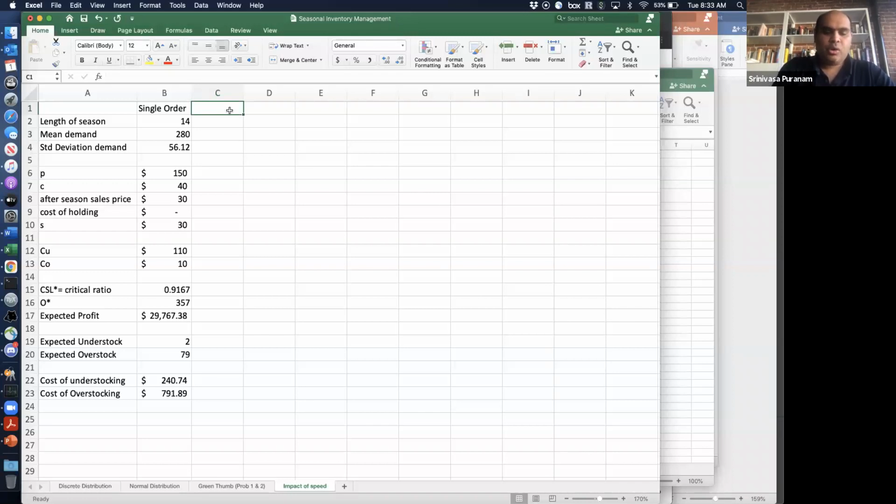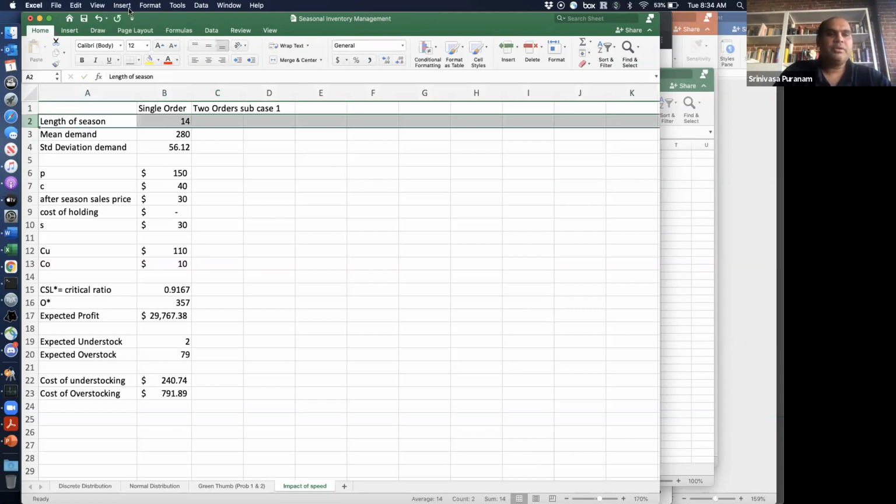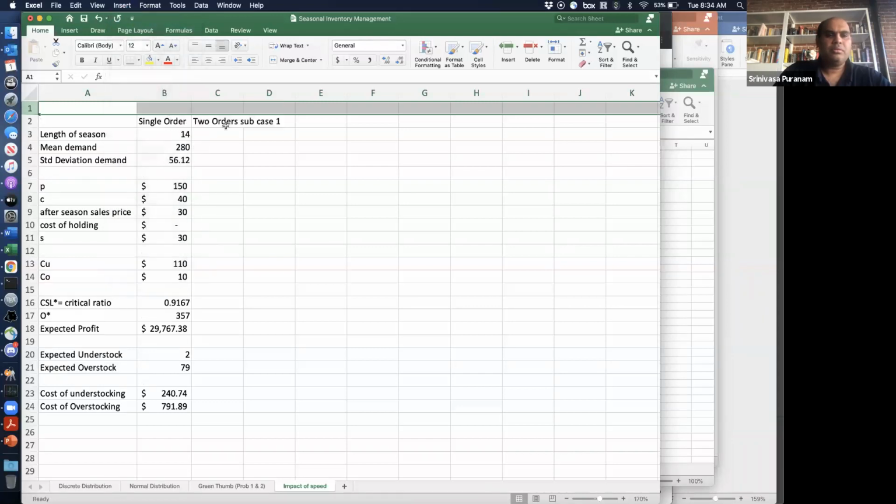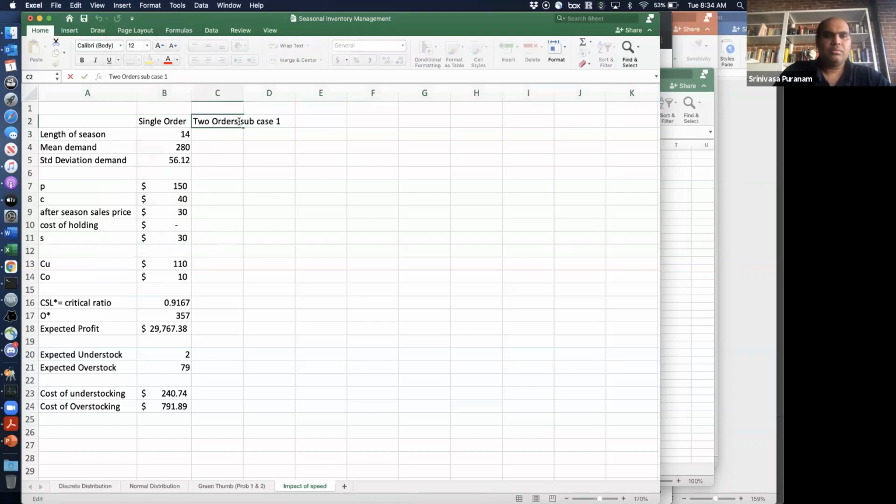Right. So let's look at the case of two orders. Let me click here. There's two orders. I'm going to call it 2 orders, subcase 1. Let me insert another one. Just trying to find a better way of naming this so you don't get confused when you look at it later.